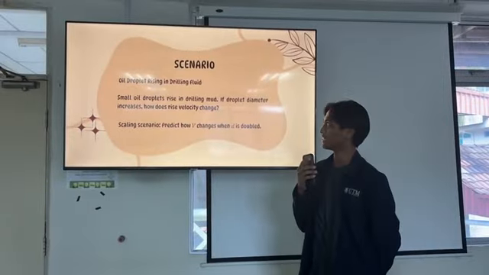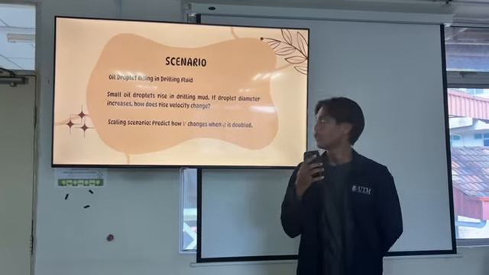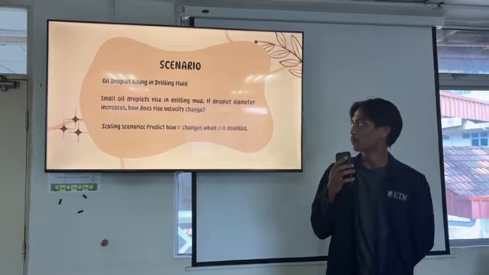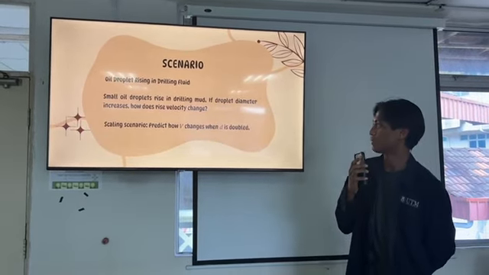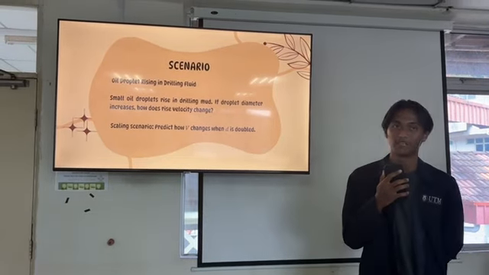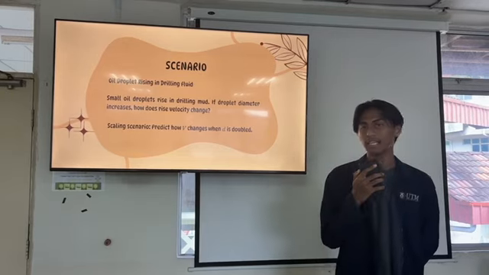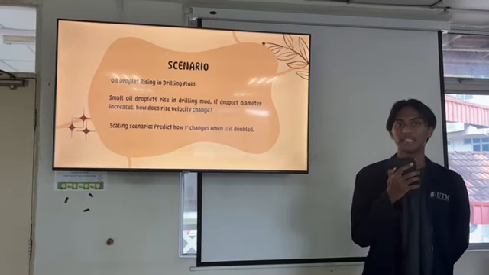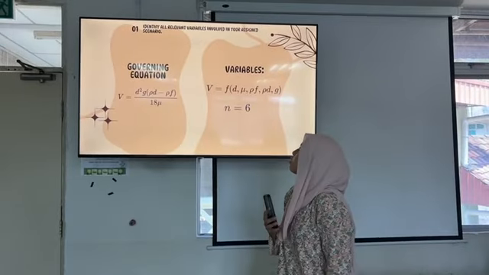Okay, so our given scenario is about an oil droplet rising in drilling fluid. In drilling mud, a small oil droplet will rise. If the droplet diameter increases, how will the rise velocity change? Our scaling scenario is to predict how the velocity v changes when the diameter d is doubled. So here is our question.